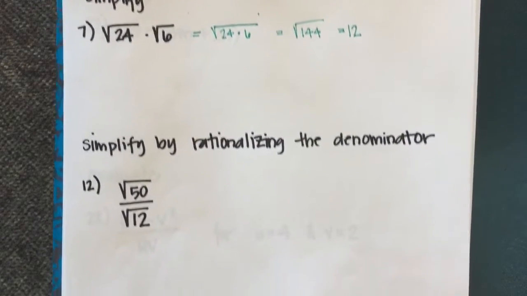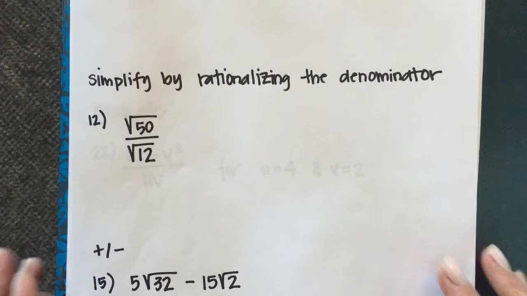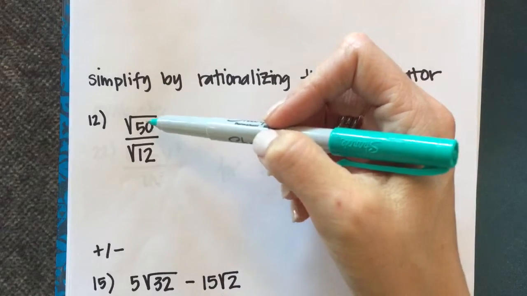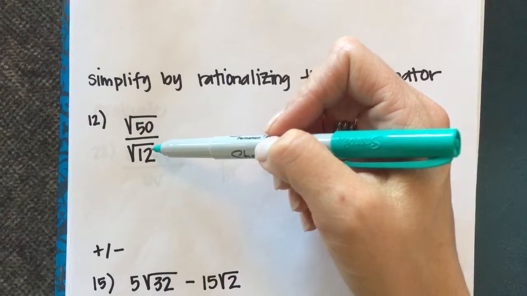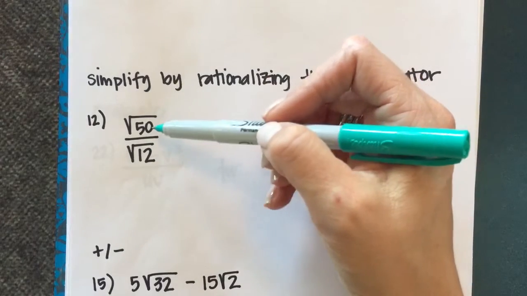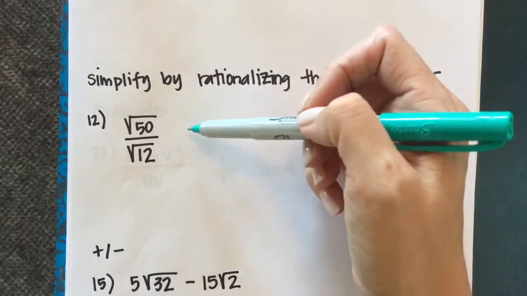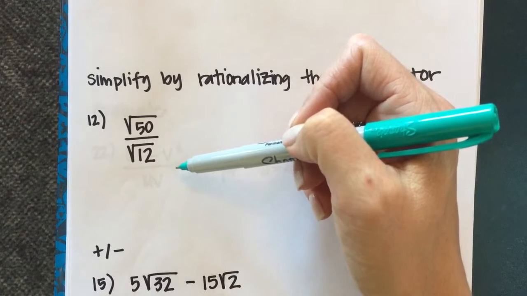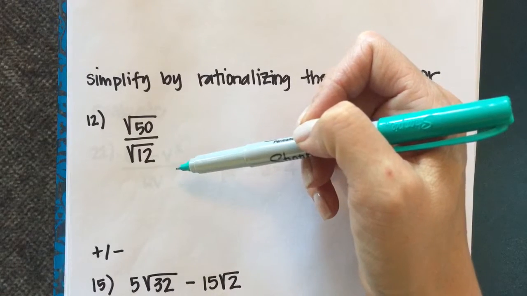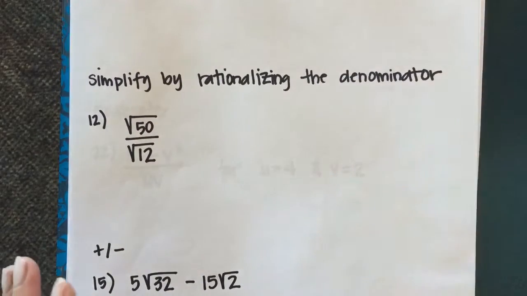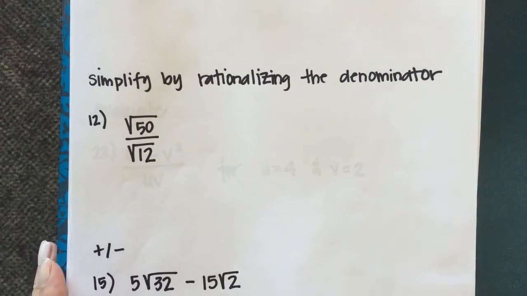Second one. Simplify by rationalizing the denominator. Again, there's a couple of ways you can approach it. You could write it as a single root, 50 over 12, and reduce that first to see what you need to rationalize. You could simplify radical 50 by itself, radical 12 by itself, simplify, and then you could rationalize. So I'm going to choose to simplify each one of them separately.